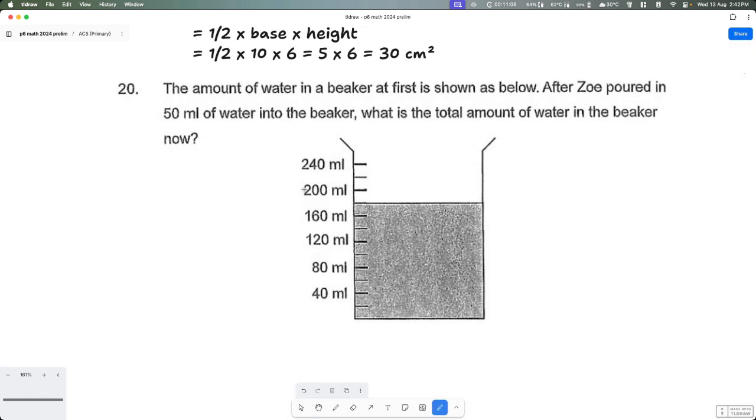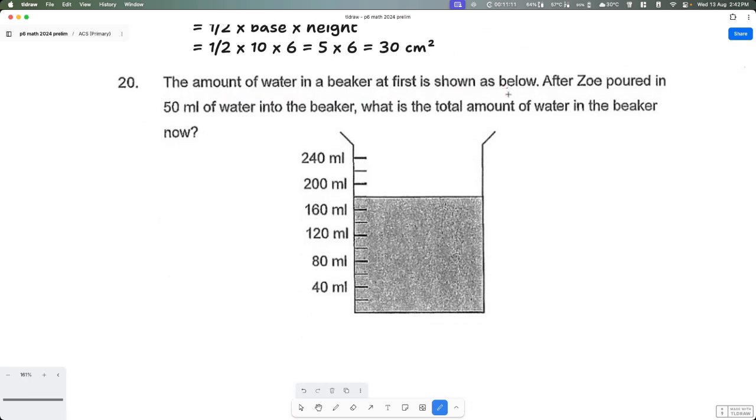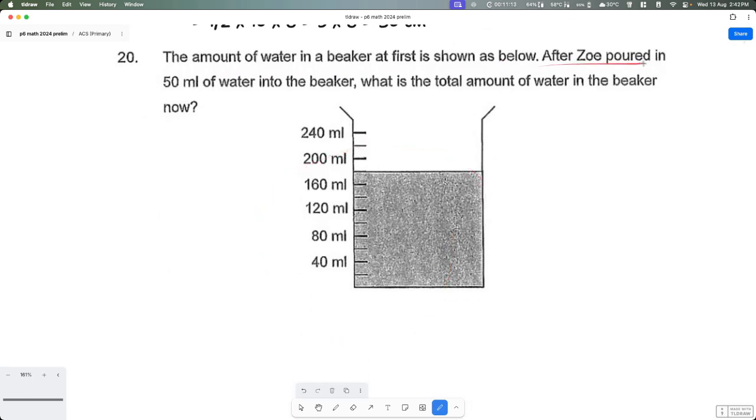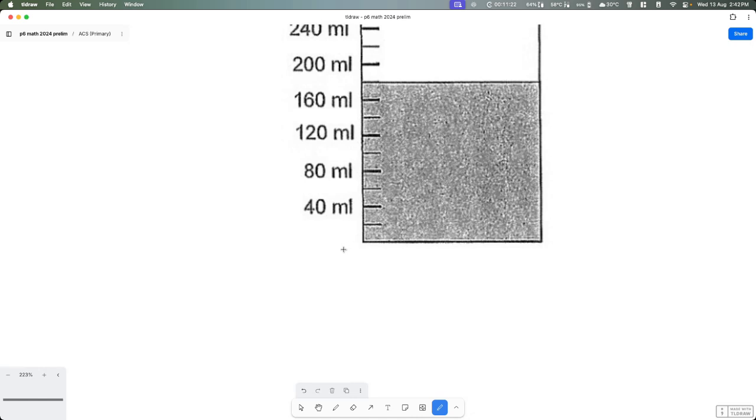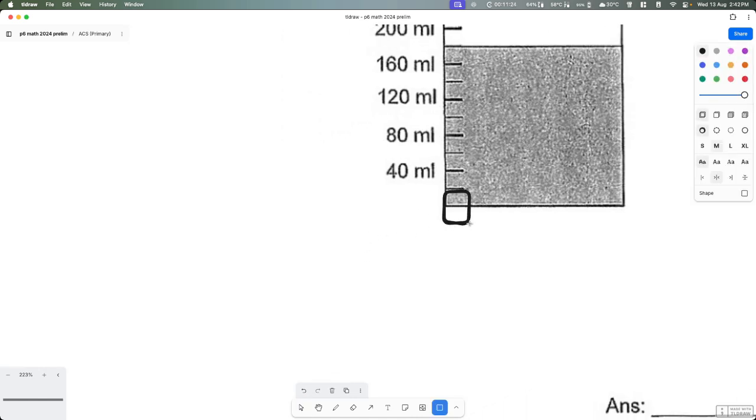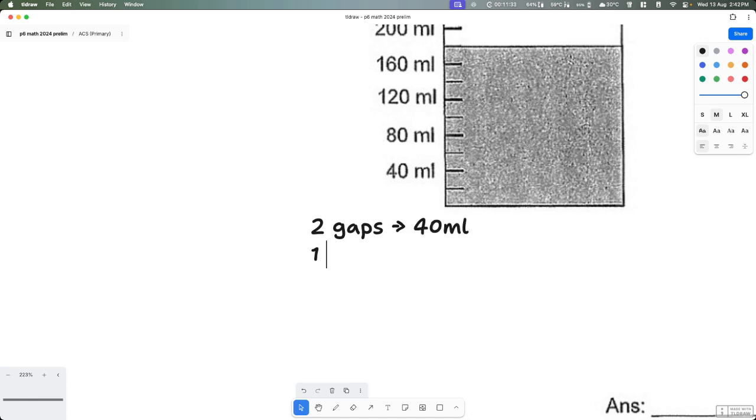Question 20. The amount of water in a beaker at first is shown as below. After Zoe poured in 50 milliliters of water in a beaker, what's the total amount of water in the beaker now? Okay, so let's see. We have a number of gaps. We have 1 and 2, right? So two gaps is equal to 40 ml. So one gap is equal to 40 divided by 2, equal to 20.